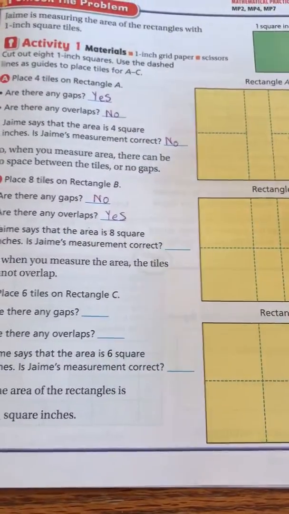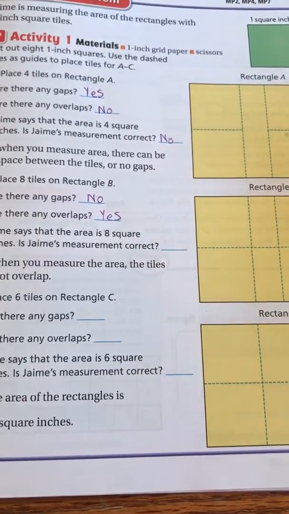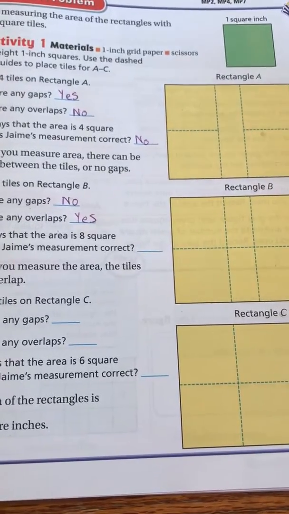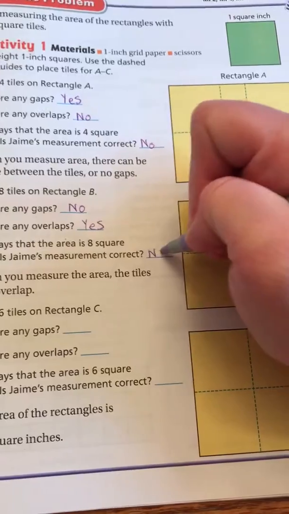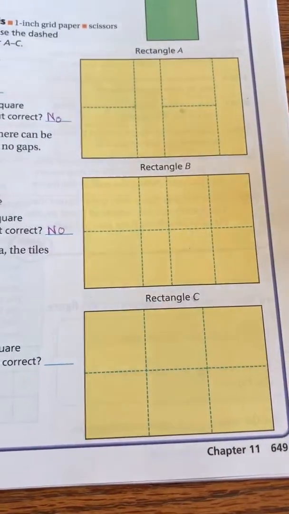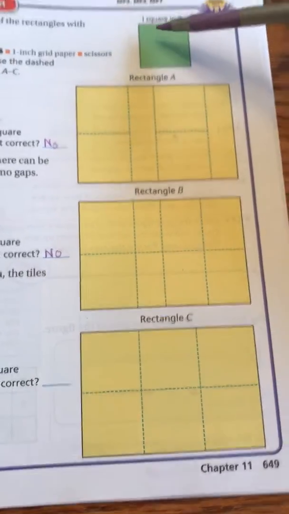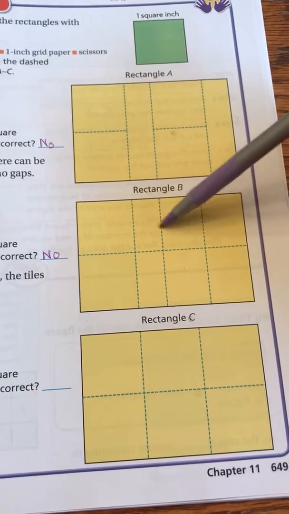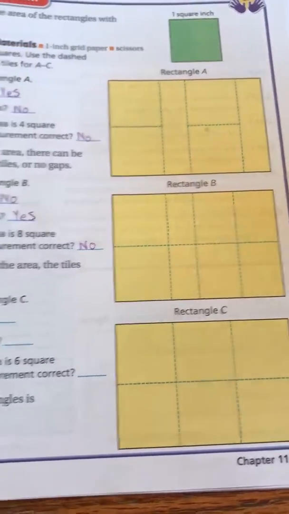And then it says, Jamie says the area for the rectangle B is 8 square inches. Is Jamie's measurement correct? The answer is no. When you are measuring area, you should not have anything overlapping. So if we had 8 of these on here, they would overlap right here and then right here, okay?